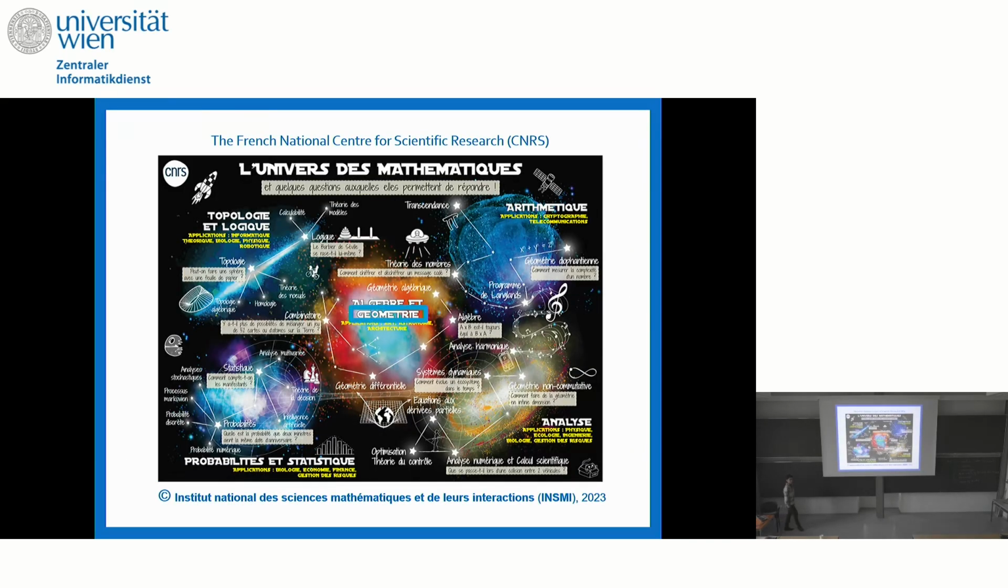Let me start with this nice panorama of the mathematical universe created by the Math Institute of the CNRS. And first of all, thanks to my colleague Steve Udo, who provided this picture to me. As you can see, geometry is at the very core of this nice illustration, and it's indeed what we will talk about today.